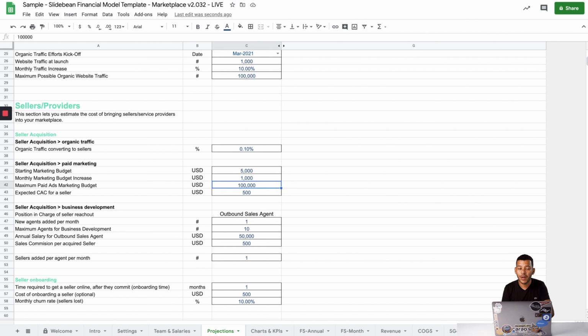You can set this to 0, by the way, so you can assume that you're not going to be doing any paid marketing. Maybe your sellers are very complex, and you won't be able to acquire them via marketing. You'll need to acquire them via business development. So that's the third option here.